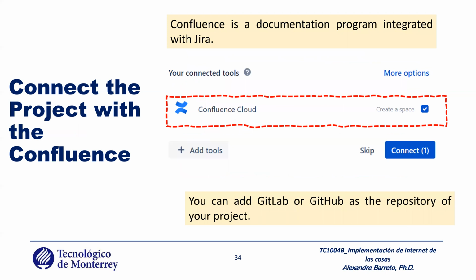The Jira asks whether you want to add Confluence or not. Confluence is like a Google Drive, or like a Word. You can connect or not connect, it's optional. I suggest that you connect because you can document your work inside Jira. And if you need to generate, for example, a document, you can export the document that you generate here to outside.